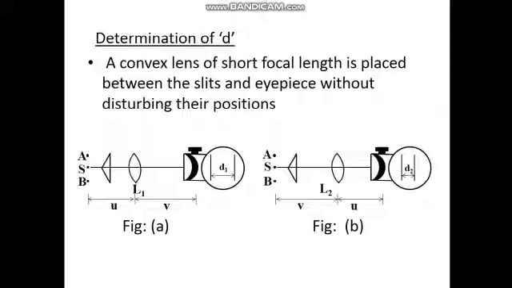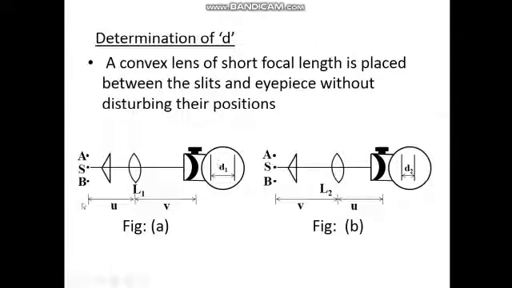Now, our aim is to calculate the value of small d. For this, a convex lens of short focal length is placed between the slit and the eyepiece without disturbing their positions. The lens is moved back and forth near the biprism till a sharp pair of images of the slit is obtained. These are the images. The distance between the images is measured as d1.